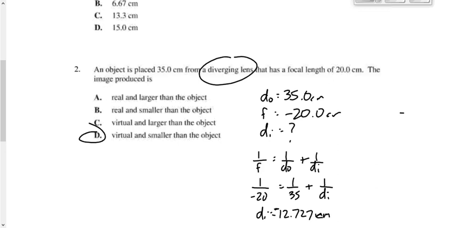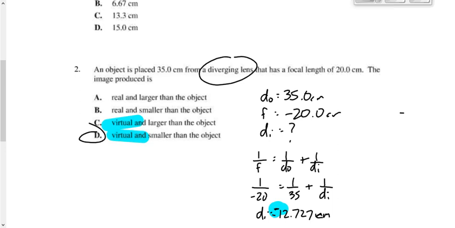The fact that that's a negative value tells us what? Remember, F, DO, and DI, positive, all mean real. M, HI, and HO, positive, mean upright. This is a negative DI. That means that the image is, what is it? Virtual, right? The image is virtual. So that means the answer is either going to be C or D, right?